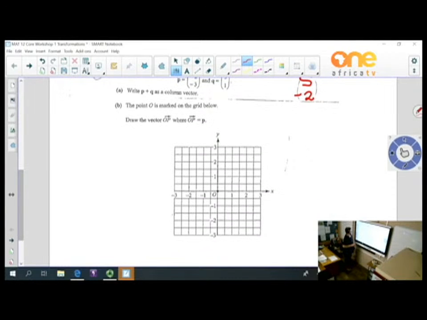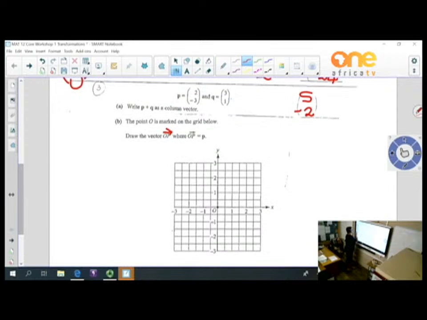The point O is marked on the grid below. Draw the vector OP. Now look at this one. There is a direction from O to P, where OP is P. Now the column vector P was 2, negative 3. So we start here at the origin. Positive 2, remember what we said? If you go to the right, it's positive. If you go to the left, it's negative. If you go up, it's positive. If you go down, it's negative.